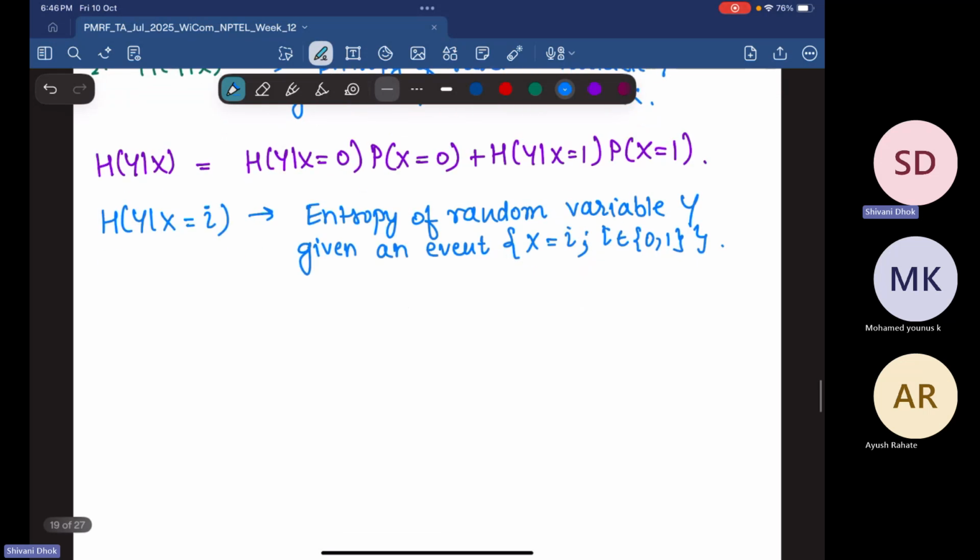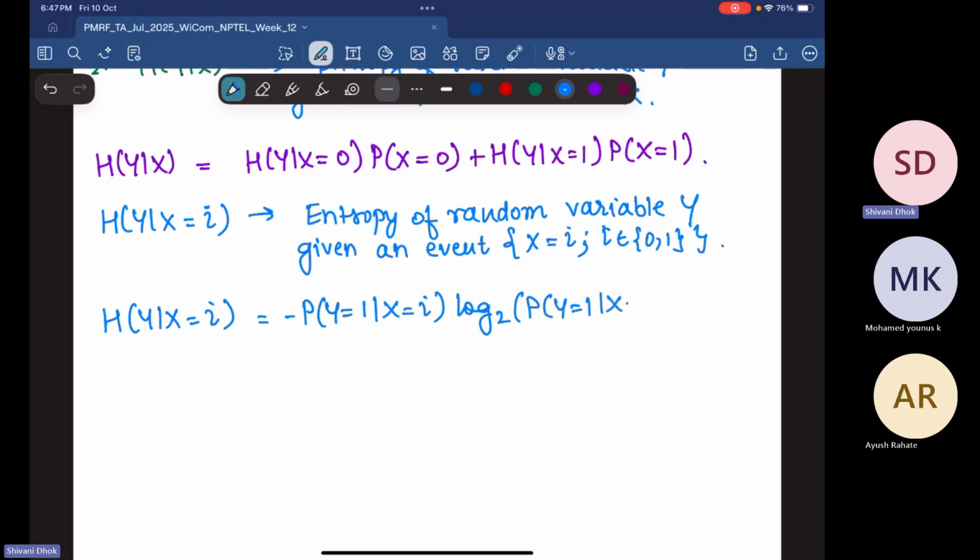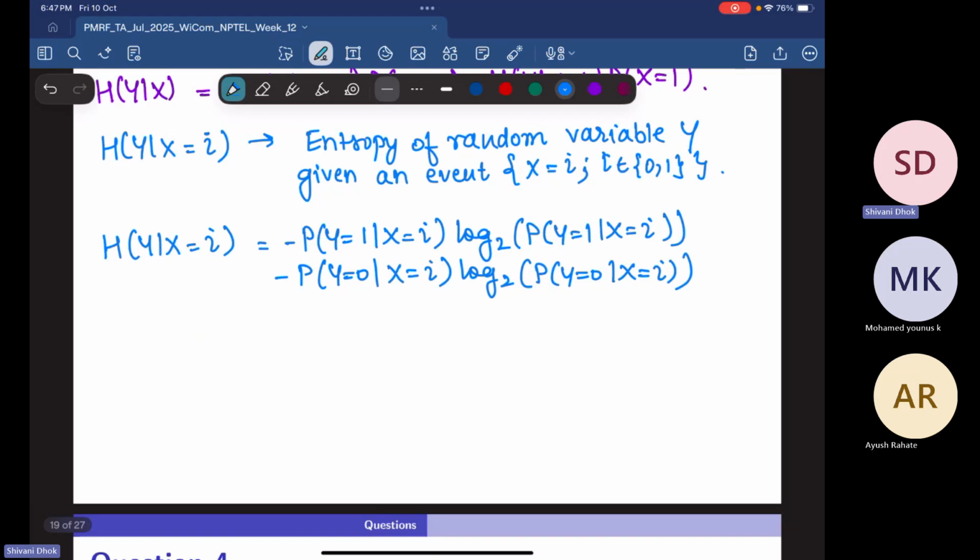Okay, and H of Y given X equal to i is given by minus probability that Y equal to 1 given X equal to i into log to the base 2 probability of Y equal to 1 given X equal to i, minus probability of Y equal to 0 given X equal to i into log to the base 2 probability of Y equal to 0 given X equal to i. So now let us find out all of these for the cases that we have.